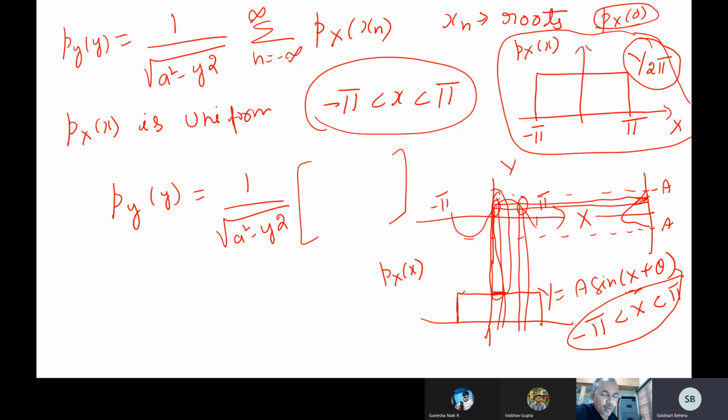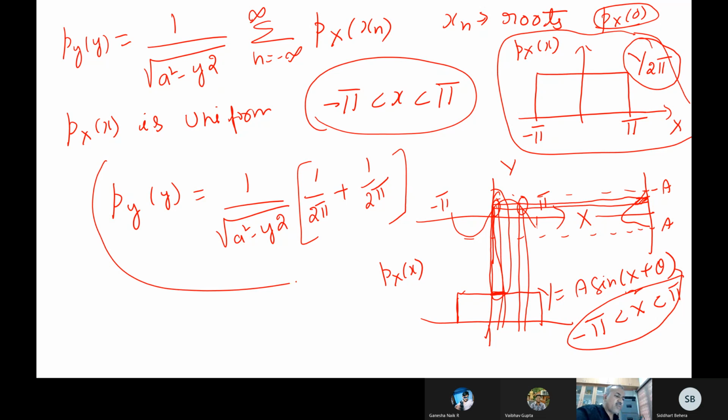1 by 2 pi. It is constant, right? Whatever may be your roots, it is 1 by 2 pi only. You can find out the roots, but in this problem, two roots will not be there. So the value is only important for us. So 1 by 2 pi, 1 by 2 pi. You followed. So this is our probability density function of y.